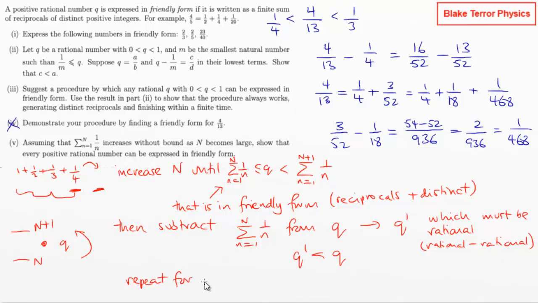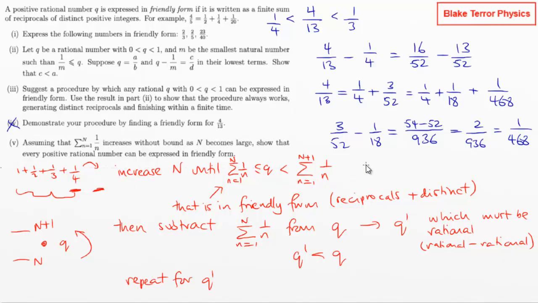Repeat for Q prime, and then we can say that it increases without bound. Show that every positive rational into, yeah. So we repeat for Q. Yeah, they put that in an interesting way, because we're not actually doing it that way, are we? We're dropping down. We're not always including 1 in there. But still, we do this: increase n until, yeah, so that's if it's greater than 1.